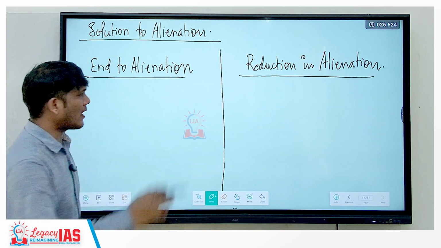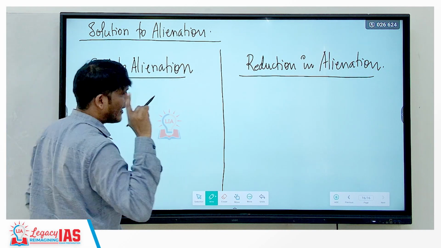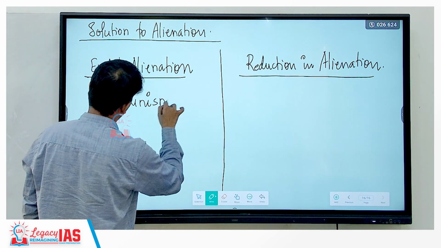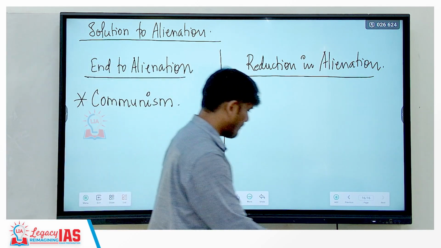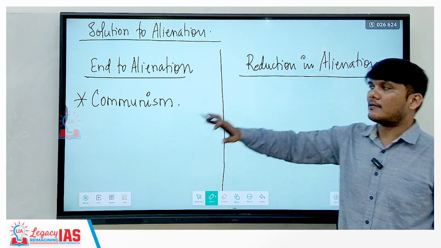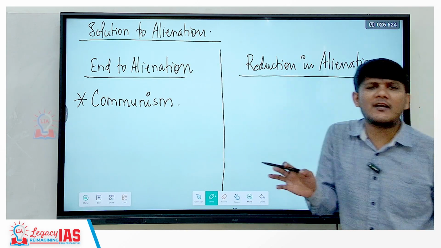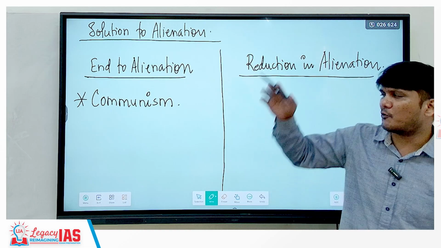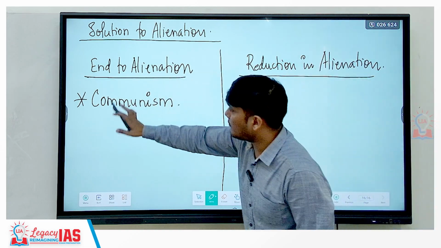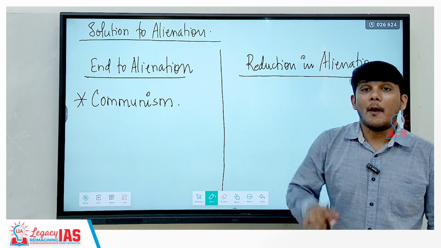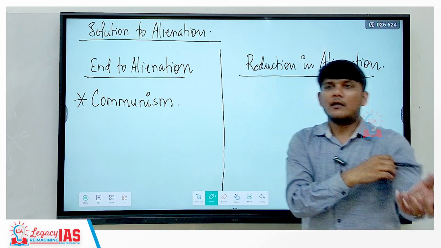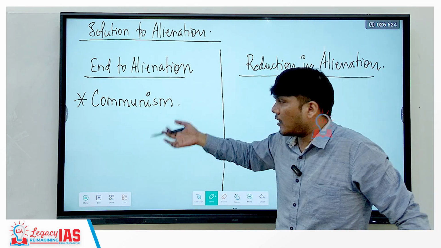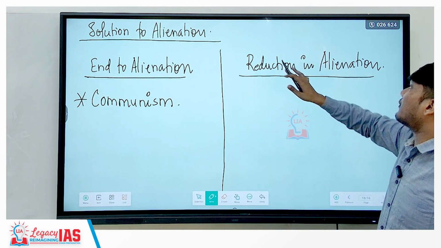For ending alienation, Karl Marx says there is only one thing that can end alienation, and that is communism. Okay. So Karl Marx says only communism can end alienation. There is no other kind of economic system or system of society which can put an end to alienation. Only communism can put an end to alienation, right? But Karl Marx says, however, now the communism has not come yet, right? So without the communism coming, you cannot end alienation, but you can reduce alienation.